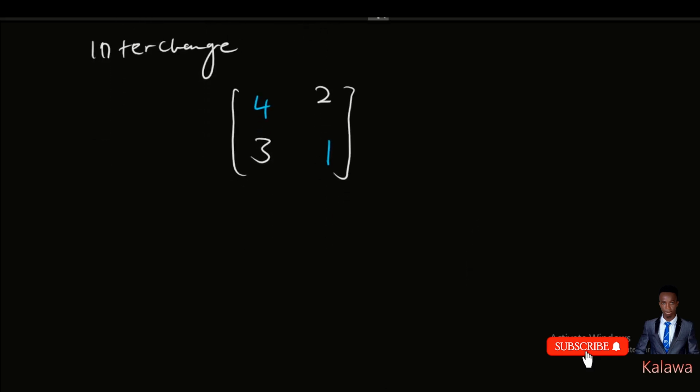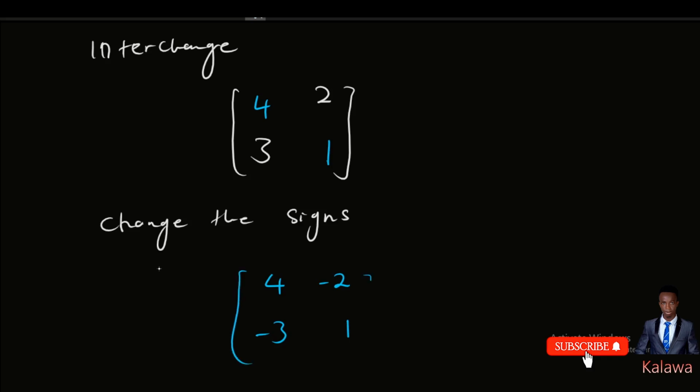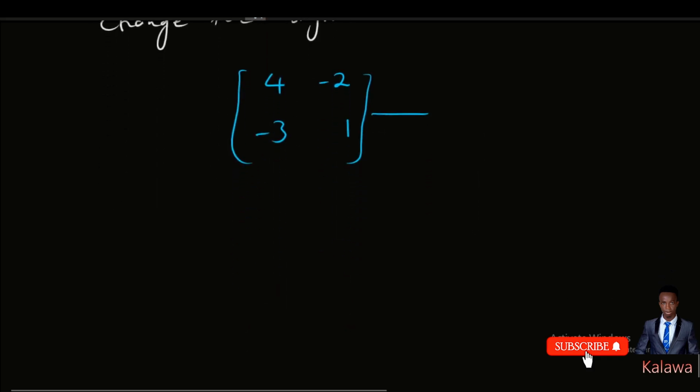The second step is we change the sign of the other corresponding elements. That is, this is going to be 4, 1, that's maintained. So these two elements now, we change the sign. This is going to be minus 2, and this is going to be minus 3. So once we have done this, it leads us to the cofactor. So this is the cofactor.